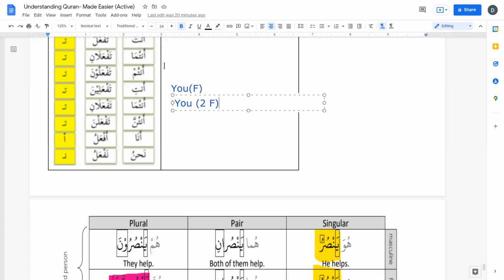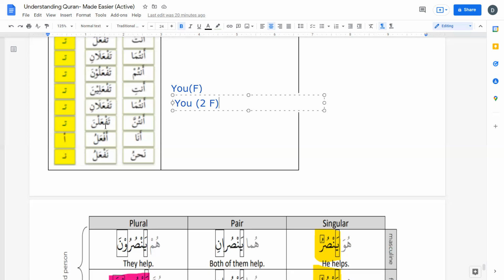Sorry, one time masculine huma and one time feminine huma, antuma. Feminine antuma, sorry. Masculine antuma and feminine antuma. When two females are there, again taf'alani. So taf'alani, taf'alani, and taf'alani.